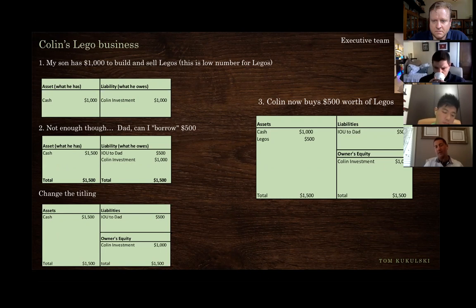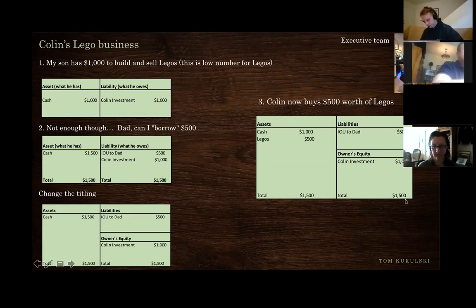So what happens is he comes to me and says, you know what, Dad, I don't have enough money. I need $500. So his cash now goes up by $500. Now he has $1,500 in total, his assets, what he has to use on his business. We need to cover that on the right-hand side again, because it has to balance. So I write a piece of paper, we can forget interest for right now, let's say it's an interest-free loan, and he now owes $500. So his original investment plus $500, $1,500 equals $1,500.